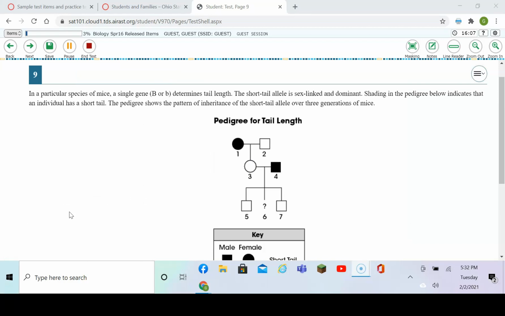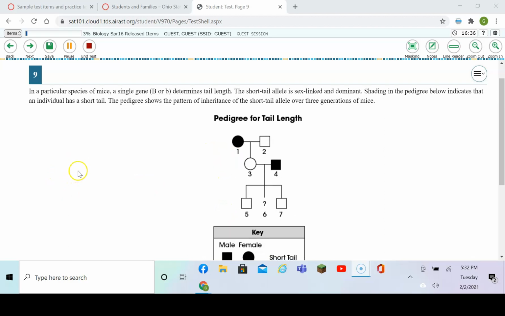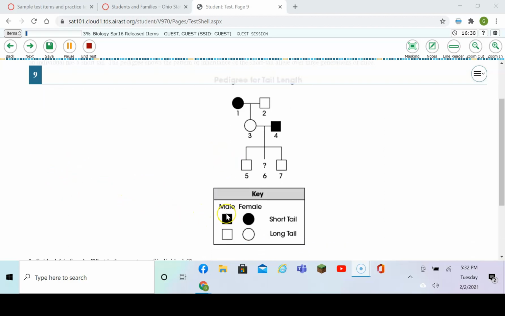In a particular species of mice, a single gene, capital B or little b, determines tail length. The short tail allele is sex-linked and dominant, so the short tail is the dominant one. It's the capital B. Shading in the pedigree below indicates that an individual has a short tail. The pedigree shows the pattern of inheritance of the short tail allele over 3 generations of mice. Remember, mom, dad, grandkids? Now, anytime you have a pedigree chart, you've got to look at the key, and usually the male is square because he's a blockhead. If you're colored in, you have the trait. So in this case, if you're colored in, you have the dominant gene and your short tail.